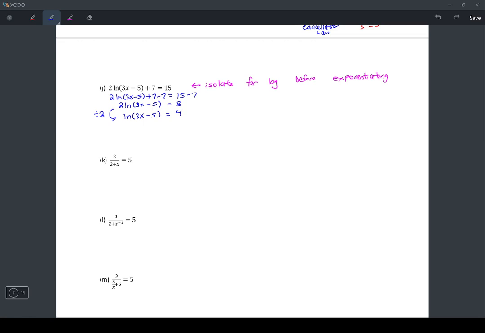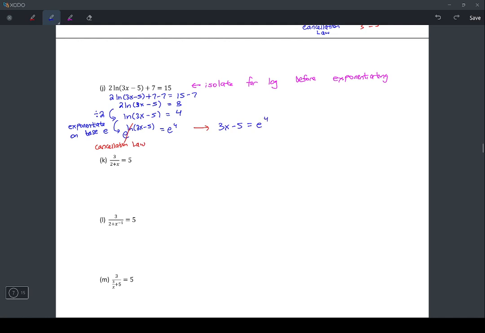Now I'm going to exponentiate to base e. So e to the ln of 3x minus 5 is equal to e to the power of 4. E to the power of ln means e to the power of log base e. We have a cancellation law here. So we have 3x minus 5 is equal to e to the power of 4.